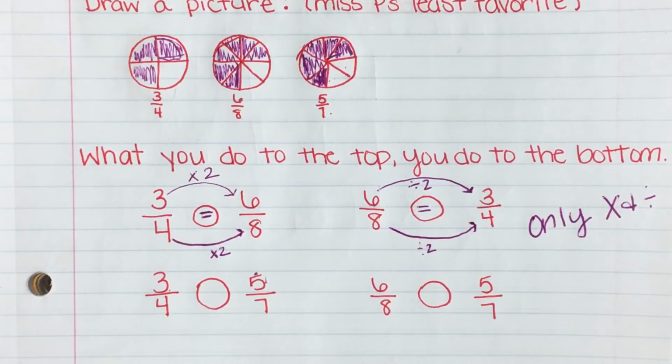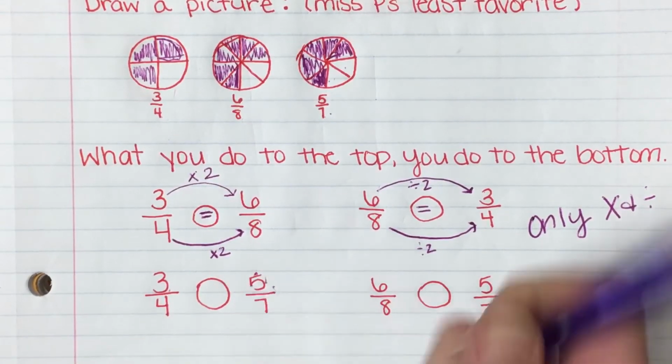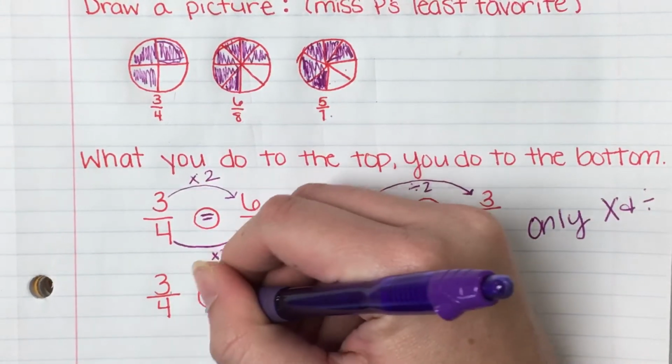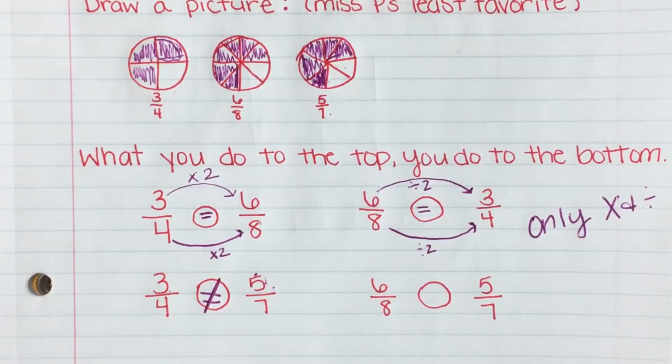If I can't multiply to get from 3 to 5, and I can't divide to get from 3 to 5, then these must not be equivalent. They are not equal to each other.